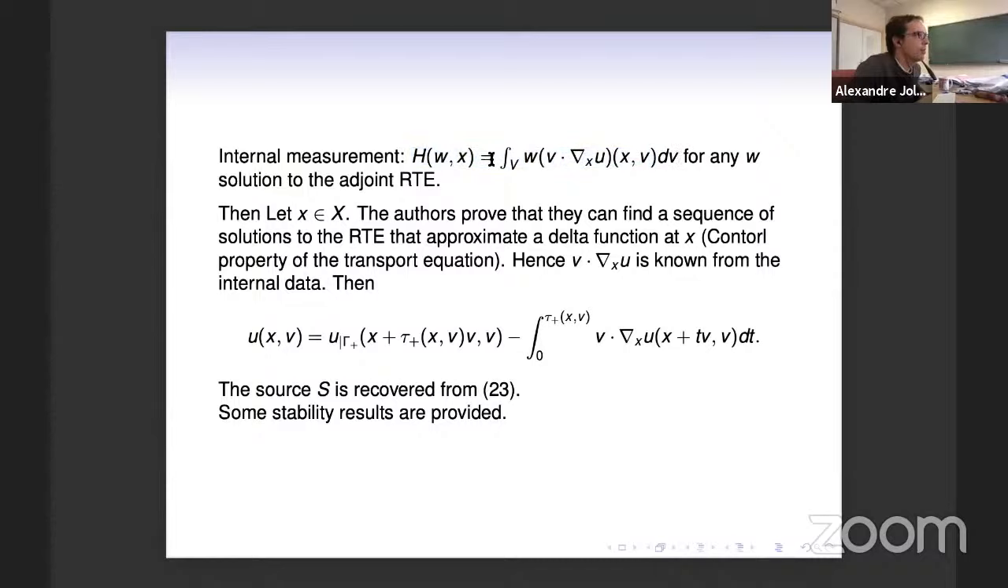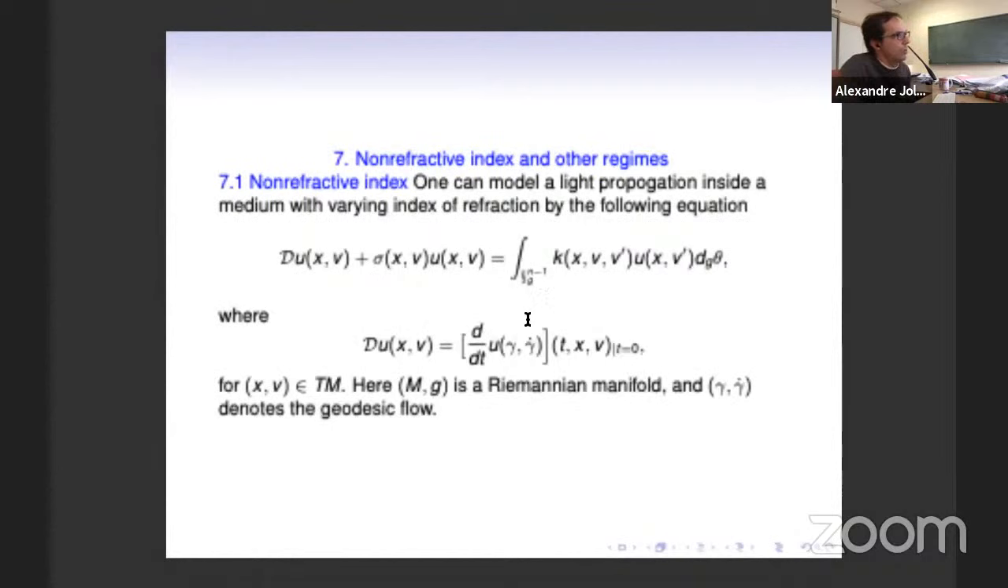Now let me jump to comments. I think I'm over time now, so I have just two slides to finish the lectures. I just want to talk about non-constant refractive index.